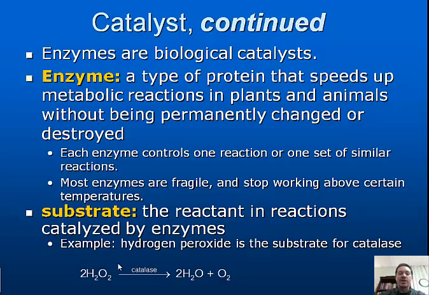So for this reaction, we've got hydrogen peroxide, which is this substance on the left. We put some catalase in there, and it'll break down this hydrogen peroxide into water and the extra oxygen that's on there. So it just kicks that oxygen off. And we technically could write catalase on the end of this reaction as well.